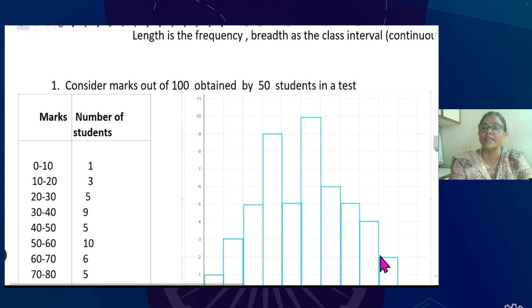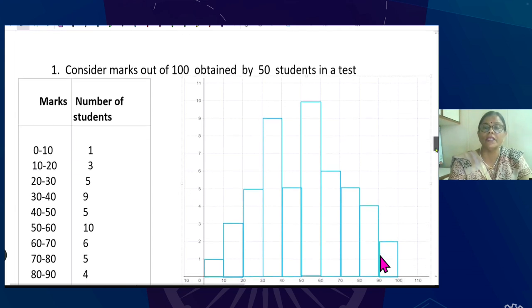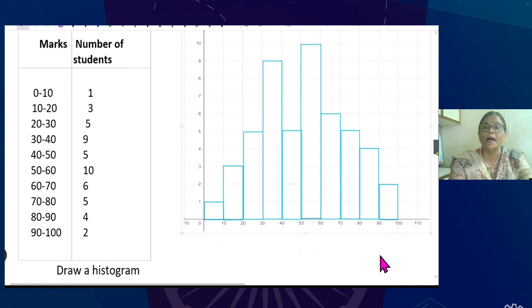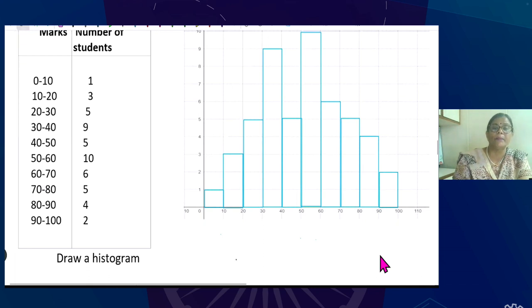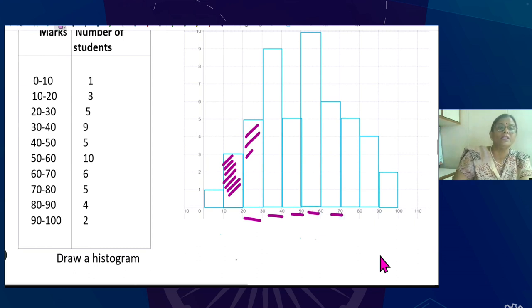Now here what we see is that the histogram is a form of a bar graph where the representation is in the form of rectangles. The rectangles have equal width. The width of each rectangle is the same everywhere, fine. But the length of the rectangle represents the number of students.